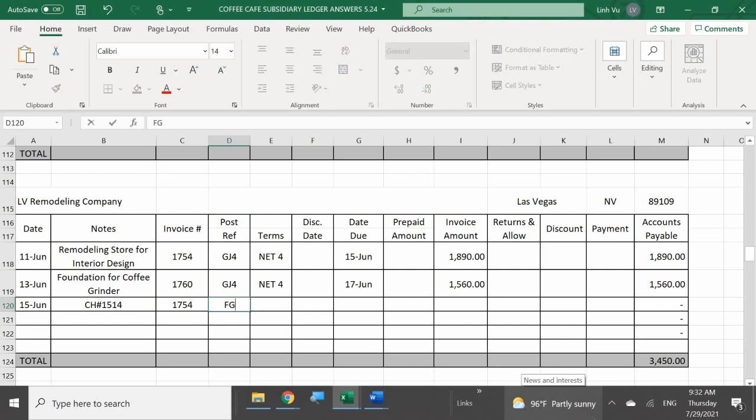Okay, general journal number 5. And you said we just need to go to our payment section and put the payment. Okay. So then I have a negative number here. And now it tells me that I only owe $1560 left to LV Remodeling, which we know is for the foundation. Okay. Good.